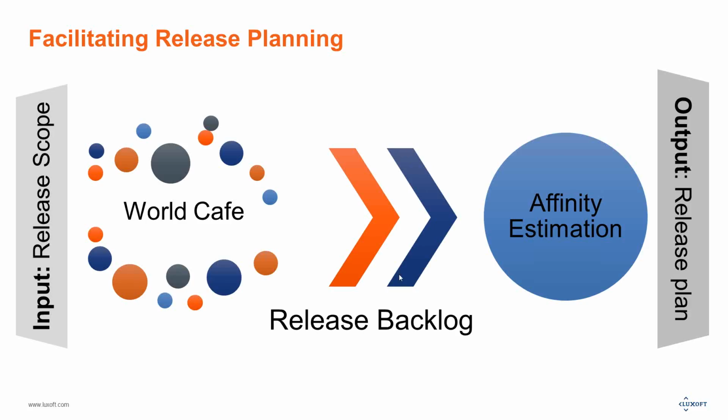Then you use the affinity estimation technique. You can find online how it can be done, or it can also be seen in one of my previous webinars on team facilitation, but not in this series. And as an output, you will get the release plan with the dates and the particular details. So these are like containers that you put the activities in, in order to go from the input to the output.